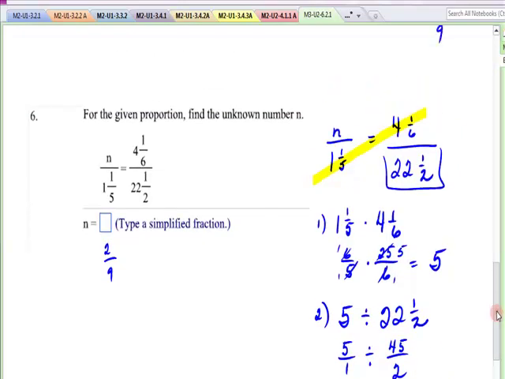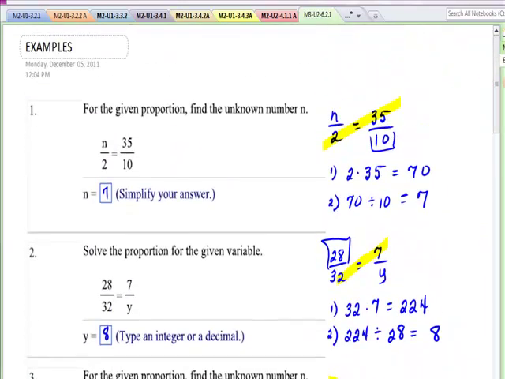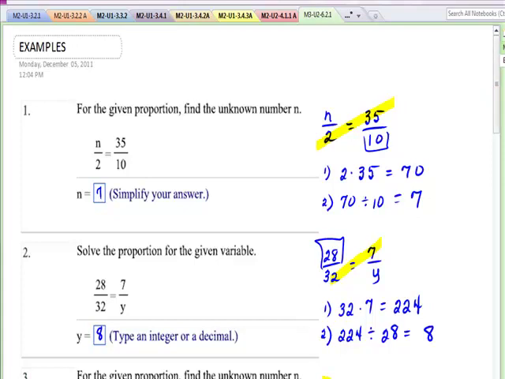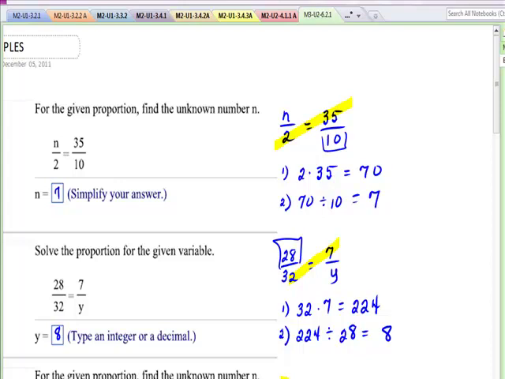So those are proportions. That's how you solve a proportion using your cross products, dividing by the third number. And you could do it all with equations, but the two-step method is pretty good. I tell you what, I'm going to take a minute to do at least the first one as an equation. I have n over 2 is equal to 35 over 10. The cross products are equal.